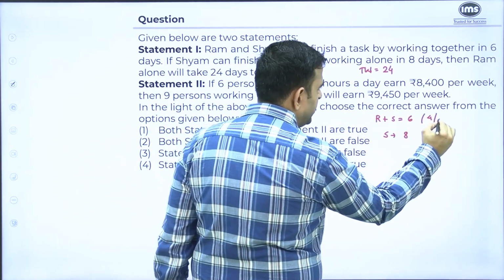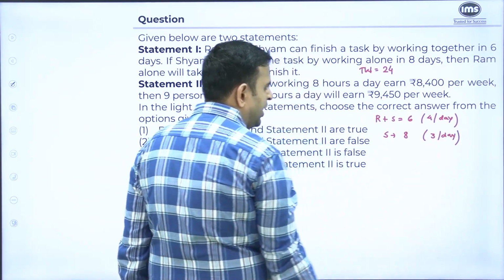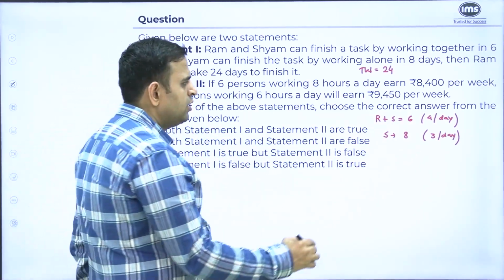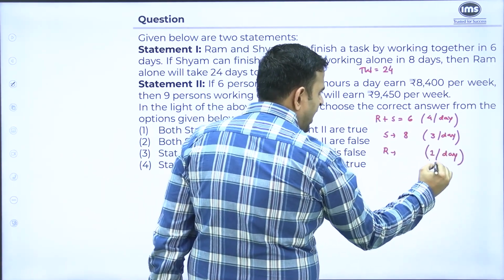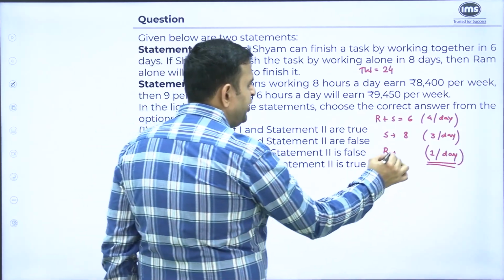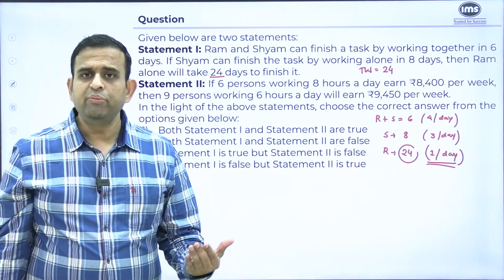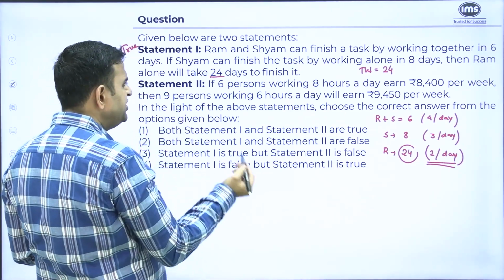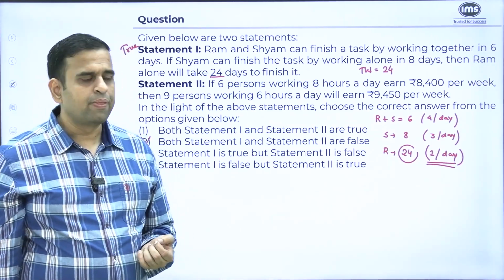So one can say 4 per day. What about Shyam? It's 3 per day. And understand now, if together they do 4 per day, out of that Shyam contributes 3 per day. So one can say Ram must be contributing 1 per day. And at this particular rate, if Ram has to do 24, the time taken by Ram must be 24. And this number basically matches. It simply means statement number 1 is going to be true, which means option number 2 and option number 4 are basically going to be out at this particular moment.